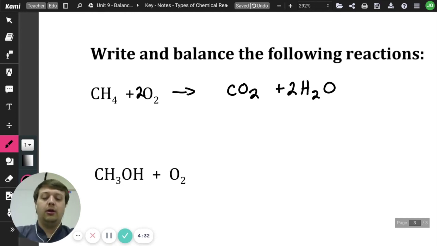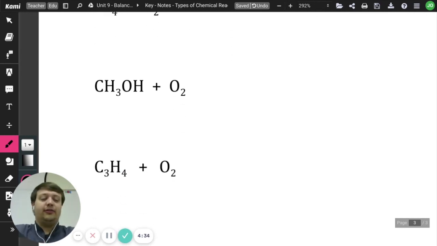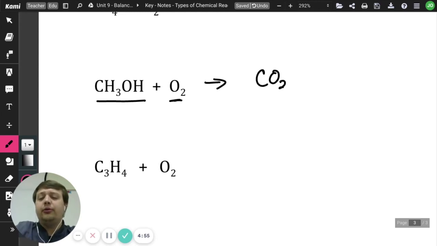Okay. All right, this next one is a little bit more tricky in that you see we don't just have carbon and hydrogen in that hydrocarbon, but we've also got oxygen. So how do I do it? Well, I do the exact same thing. I know this is combustion because this is a hydrocarbon and it's reacting with oxygen. So it is always going to produce CO2 and H2O. So I don't even have to think about that. I immediately know it's going to make CO2 and H2O.